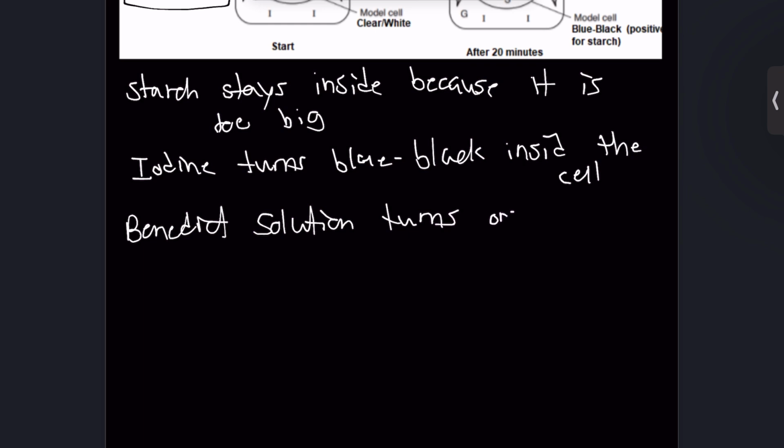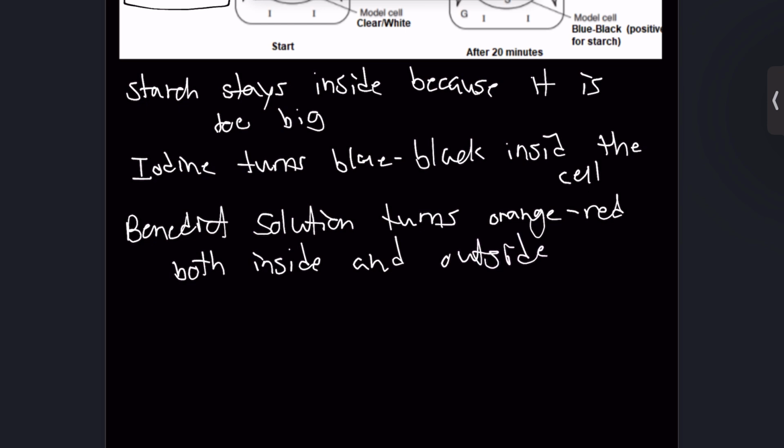So it turns both inside the cell and outside of the cell. And this we can also see above on the diagram, because we know that glucose remains in the cell but also diffuses out of the cell towards equilibrium. So the Benedict's solution will test positive for glucose in both, because the Benedict's solution is small enough to diffuse through both, and glucose can diffuse through the membrane. But iodine solution only tests positive for starch inside the membrane, because the starch was too large to diffuse out.